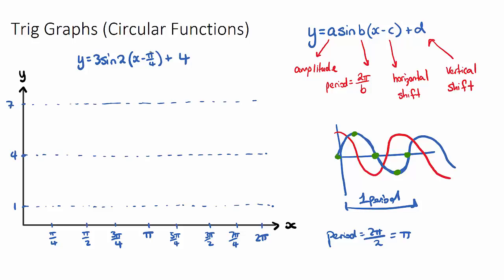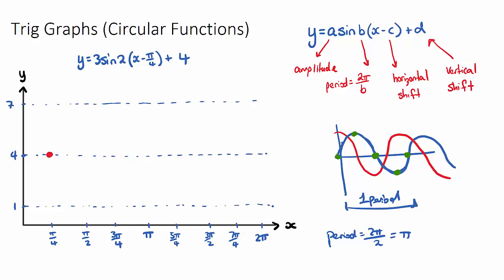Now, minus pi on 4 inside the bracket means it's been shifted horizontally pi on 4 units to the right. If you remember your horizontal shifts, it's the opposite way to what you think. So I'm going to put in my first point. I know that a sine function should start at its middle, but because it's been shifted pi on 4 units to the right, it's going to start here. Well, that's a point that it will go through.